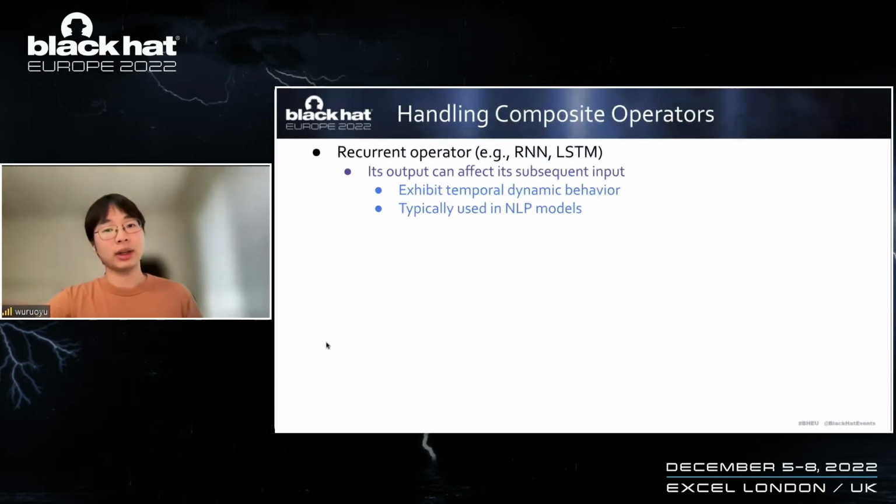And our decompilation techniques can also handle composite operators. The composite operators are quite complicated. We will use a recurrent operator as an example. For recurrent operators such as RNN or LSTM, their output can affect their subsequent input, so that they can exhibit some temporal dynamic behavior. And this type of operators are usually used in NLP models.